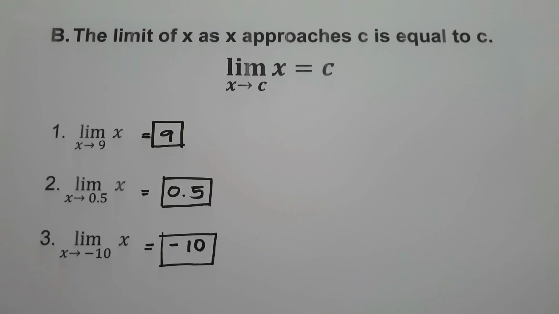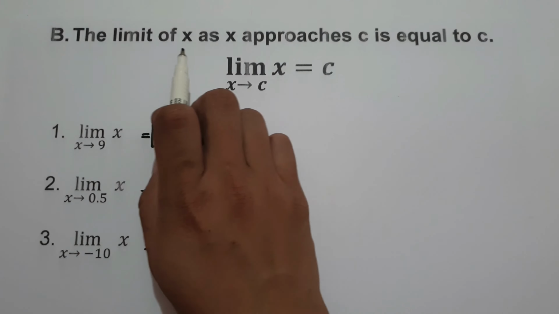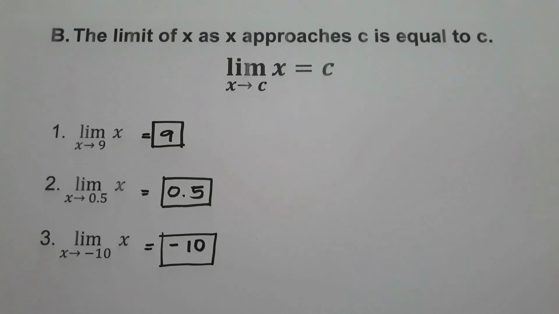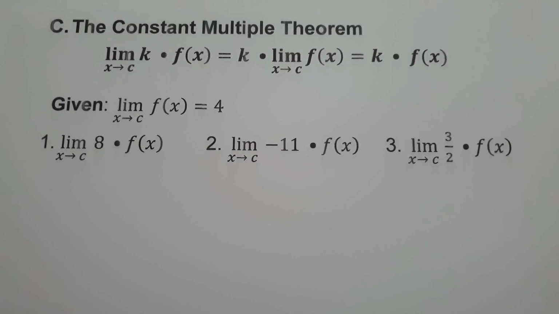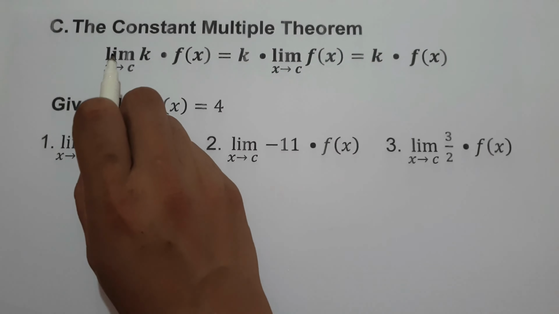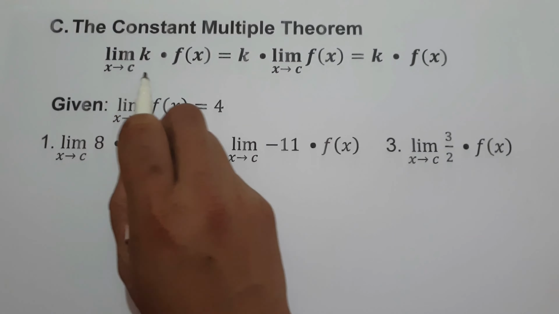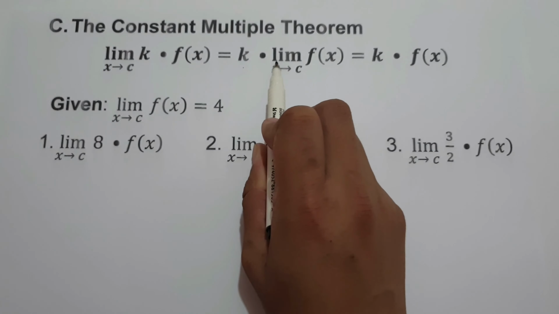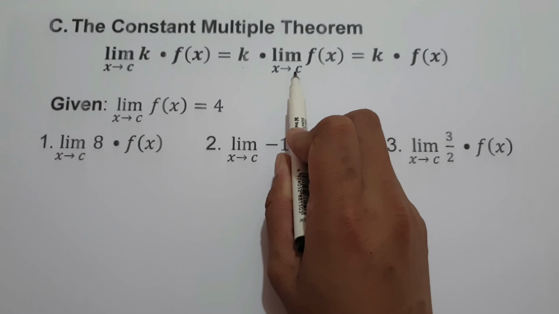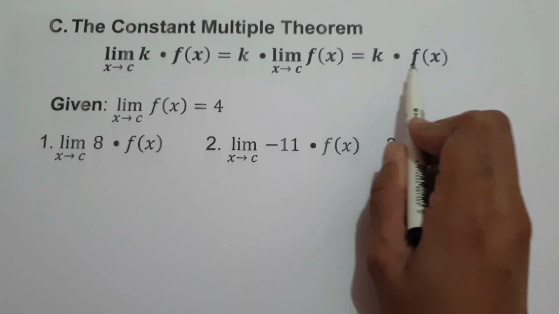So that is the second property of limits, which is the limit of x as x approaches c is equal to c. The third one is the constant multiple theorem. When we say the constant multiple theorem, the limit of a multiple of a function is simply the multiple of the limit of the function. So it is written in the form of the limit of k multiplied by f of x as x approaches c is equal to k multiplied by the limit of f of x as x approaches c.